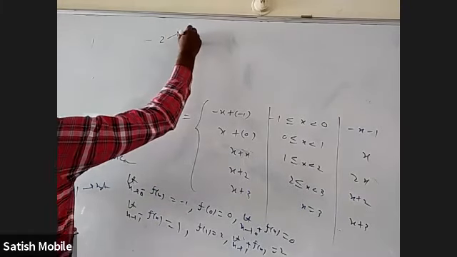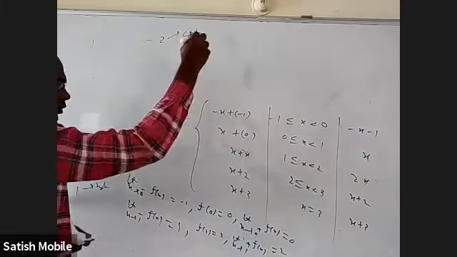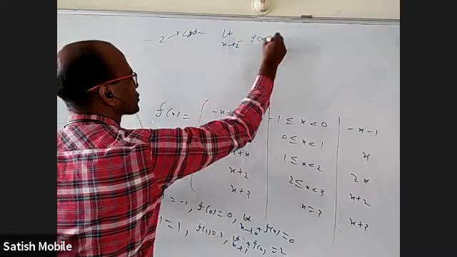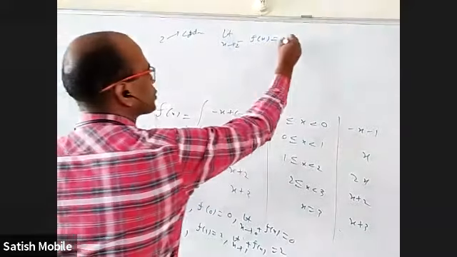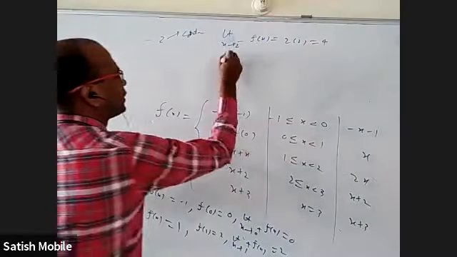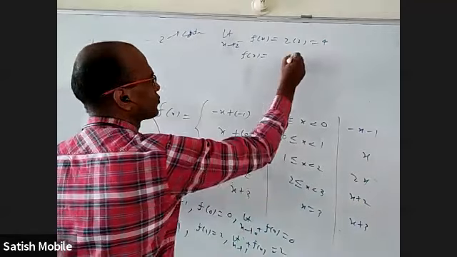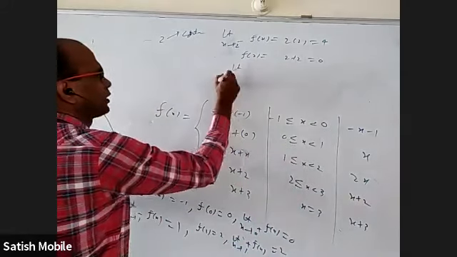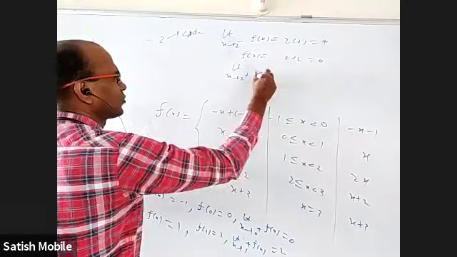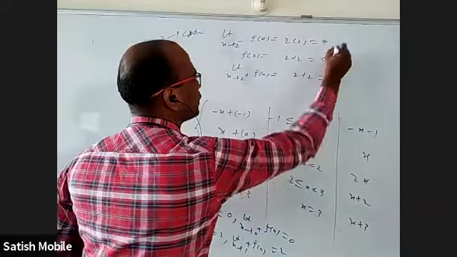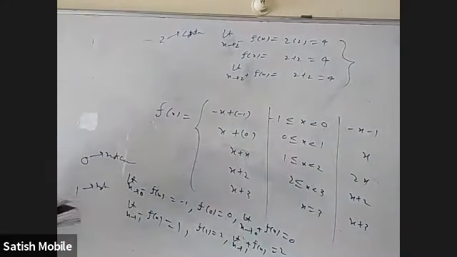It is continuous because limit x tends to 2 minus f of x is 2 into 2, 4, and f of 2 itself is 2 plus 2, 4, and limit x tends to 2 plus f of x is also 2 plus 2, 4. Okay, because of that it is continuous.